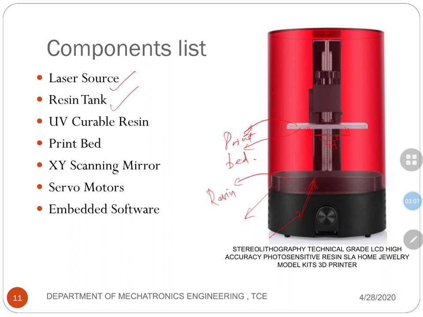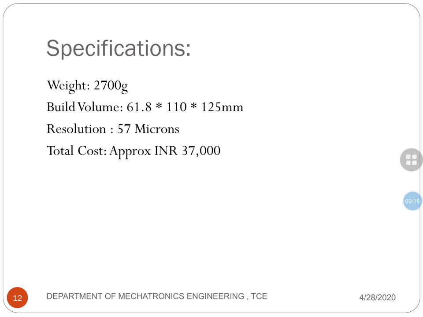Then the scanning mirror, which you will have here, then servo motors, then embedded software. Specification: the weight is 2700 grams or 2.7 kilograms. Then the build volume. As you can see, this is the build volume of this 3D printer, but our need is 100 mm by 100 mm by 100 mm.